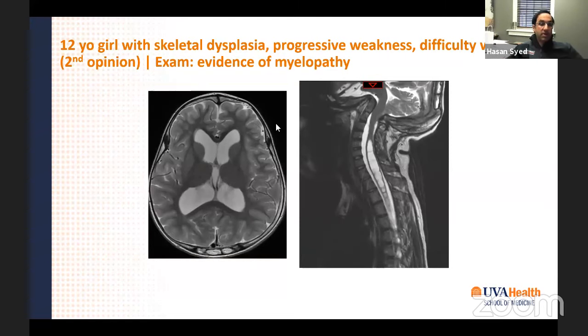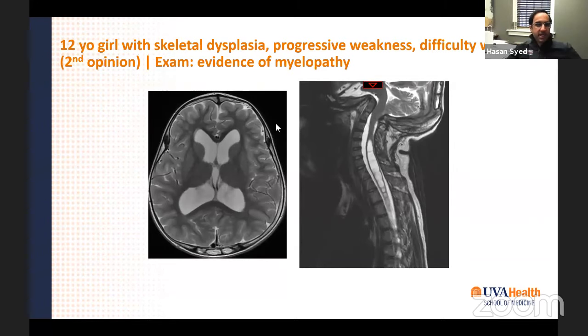This was a 12-year-old girl who had pretty severe skeletal dysplasia and progressive weakness over the years with difficulty writing. So much so that she couldn't really perform very well in school, and she was a straight A child. They had seen a neurosurgeon from another center who had recommended craniocervical decompression and fusion. And then they also came to see me as well. I recommended the same thing.